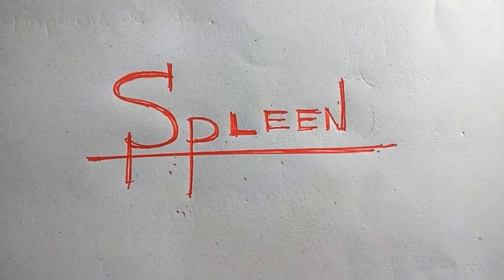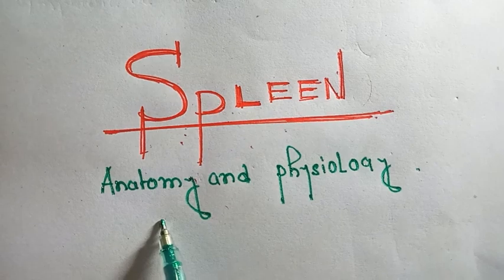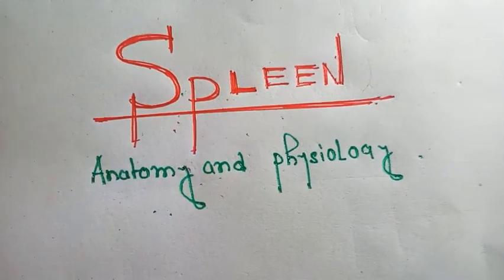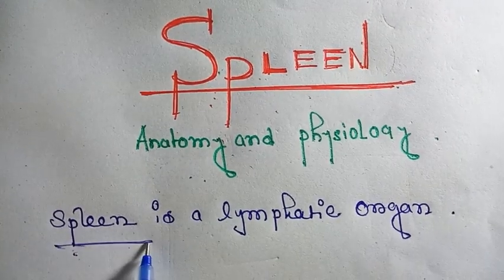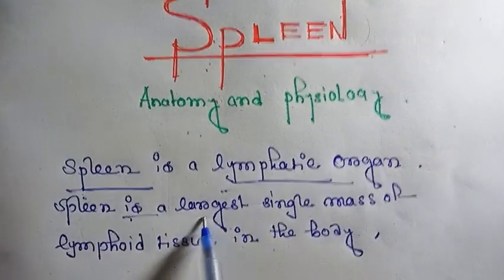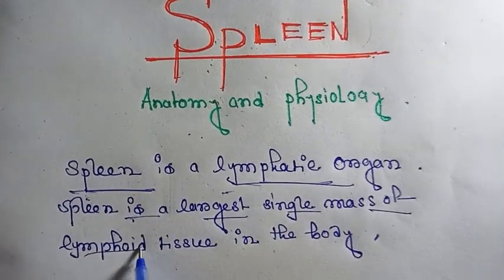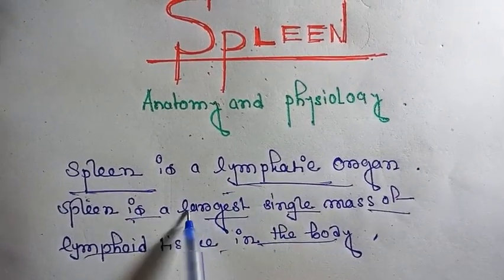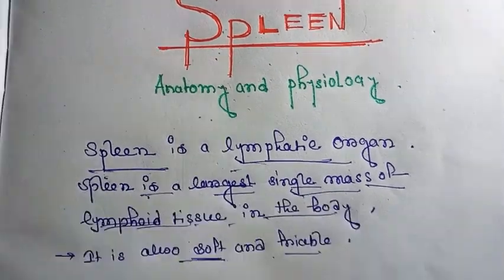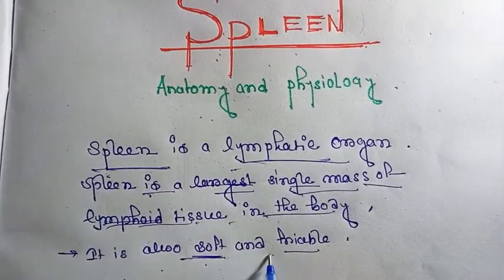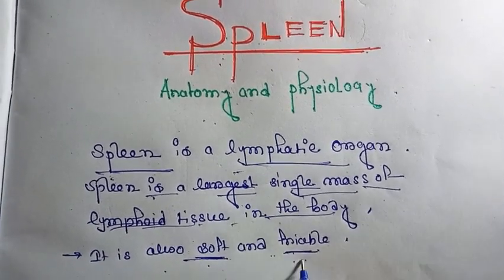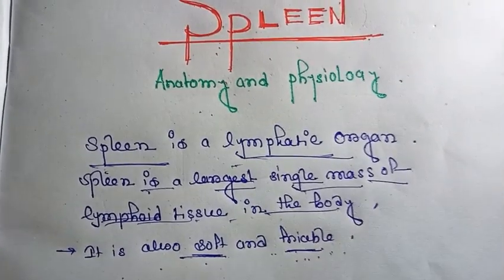So let's start. Today in this video I discuss the anatomy and physiology of the spleen. We already know the spleen is a lymphatic organ. The spleen is the largest single mass of lymphoid tissue in the body. It is also soft and friable. What is friable? Friable means easily broken into small pieces.